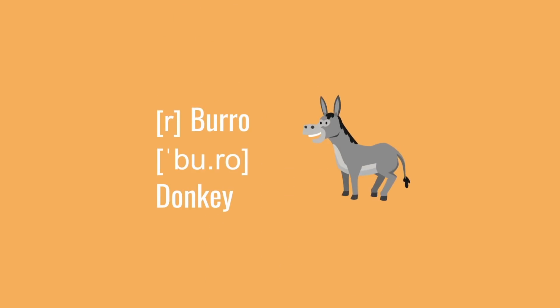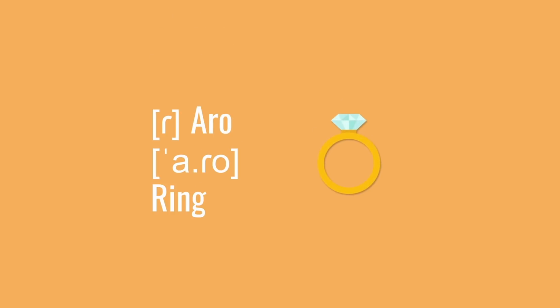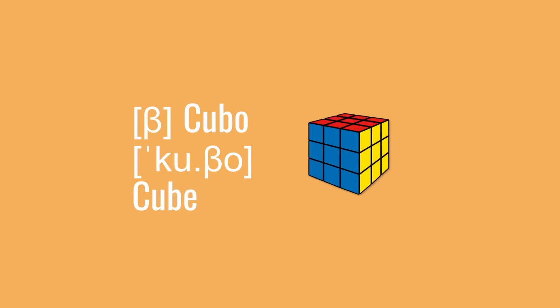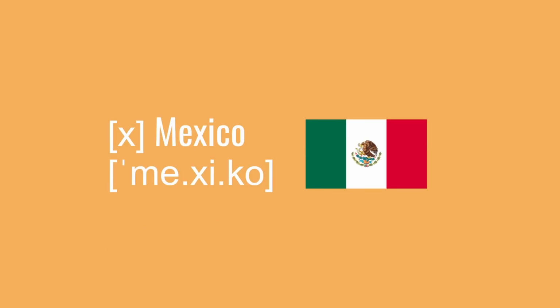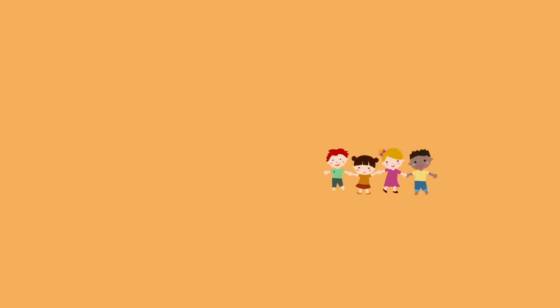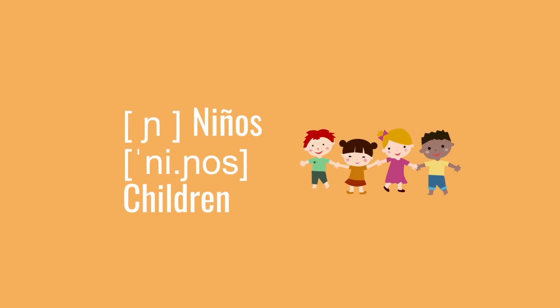Then came 6 entirely new sounds. The trilled R, R as in burro, the tapped R, R as in aro, V as in cubo, which is basically a V made with both lips, R as in soga, made in the same place as G or a K, but allowing a bit more air through, H as in Mexico, made in that exact same place, but without any buzzing from your vocal cords, and Ñ as in niños, an N made using the middle of your tongue against the roof of your mouth. And that is it for Spanish's consonants. Next up, vowels.